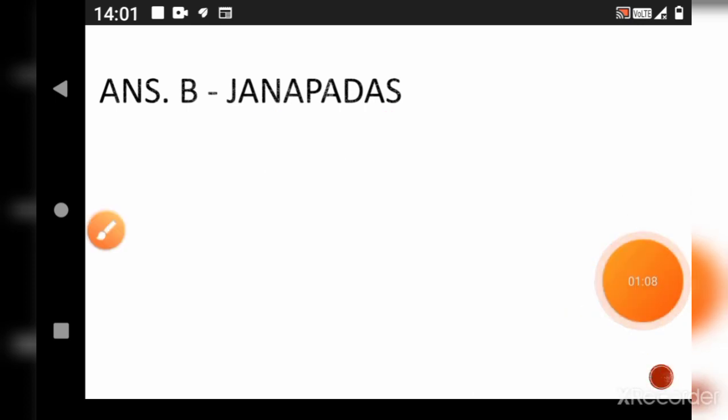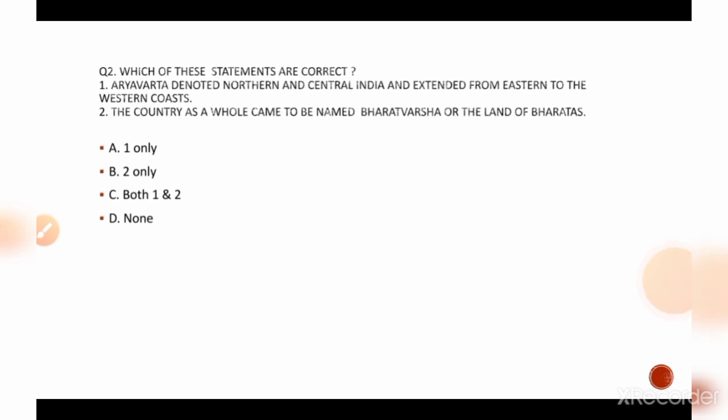Next question. Which of these statements are correct? Aryavarta denoted northern and central India and extended from eastern to the western coast. The country as a whole came to be named Bharatvarsha, or the land of Bharatas. So, which of these statements are correct? I hope you have marked your answer. So, the answer is C, both.